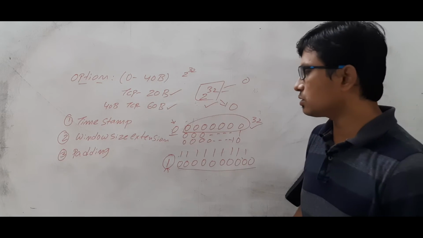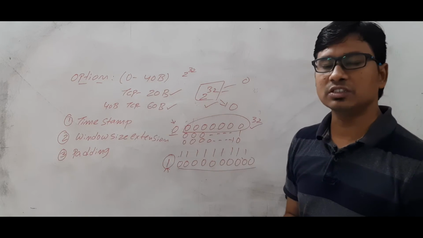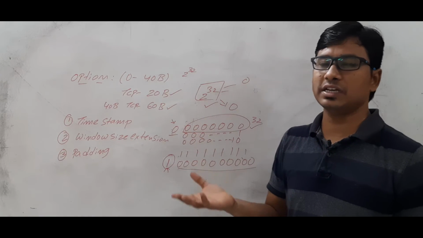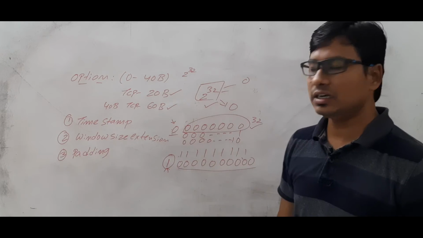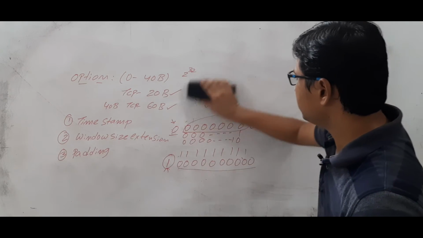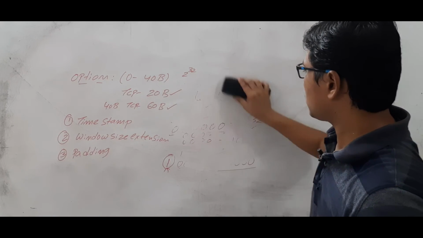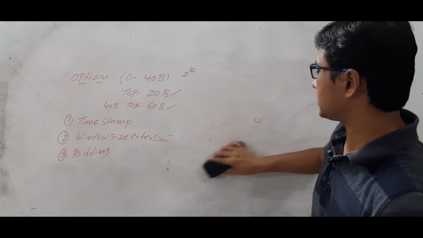Are you able to understand? So we will use it in the options field. In the options field we can keep up to a size of 40 bytes. So I'll keep this value. This one we will call a timestamp. Okay. Now let me discuss the next concept called window size extension.